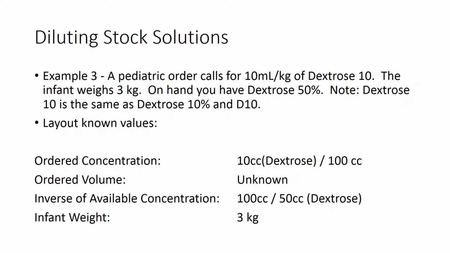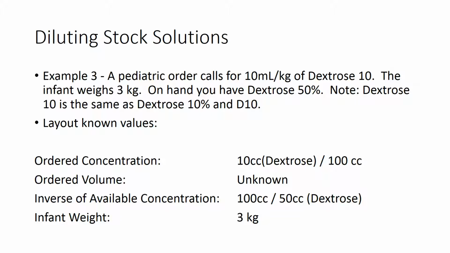Our final example is a pediatric order that calls for 10 milliliters per kilogram of dextrose 10. Now we have an infant who weighs 3 kilograms. You have dextrose 50% on hand. Now, dextrose 10 is the same thing as 10% dextrose, or what's known as D10. So let's lay out our known values. The ordered concentration is 10 cc's or 10 milliliters of dextrose for every 100. Our ordered volume is unknown. That's one of the things we need to calculate.